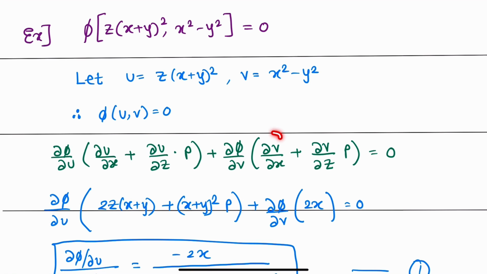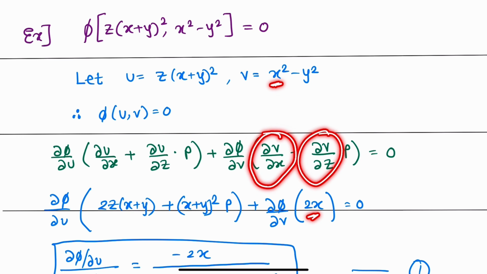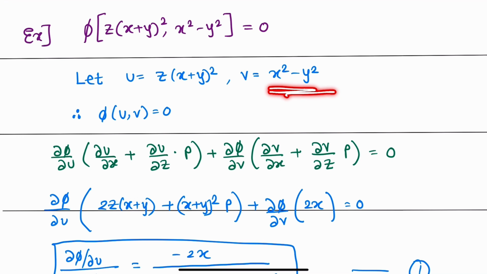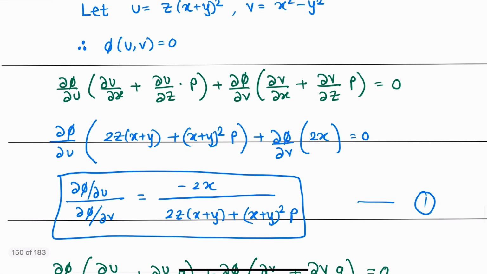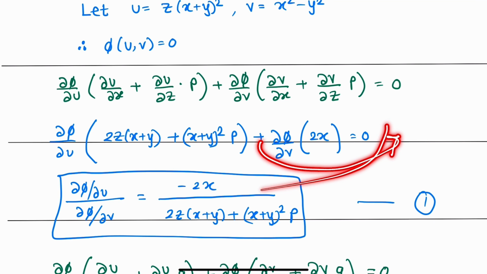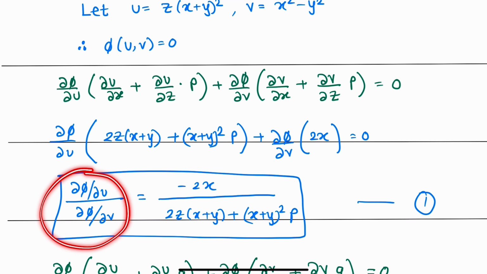Similarly, dou v by dou x: here we have 2x. Dou v by dou z: no z here, so it will be 0. Hence, this entire term will be 2x into dou phi by dou v. So in the end, if I take these terms here and divide by dou phi by dou v, by just rearranging, I am getting dou phi by dou u upon dou phi by dou v equals this particular term.